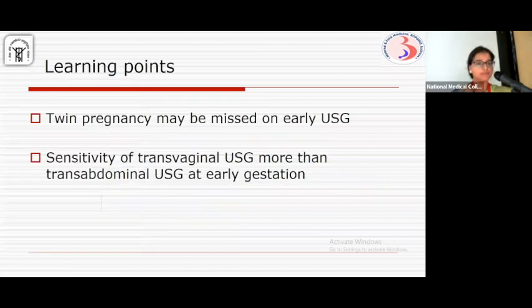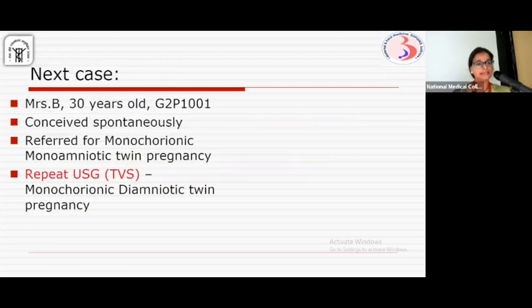Learning point from this case is that twin pregnancy may be missed on early ultrasounds. The sensitivity of transvaginal ultrasound is more than transabdominal at early gestation and in detection of multiple pregnancies. Then the next case is Mrs. B, 30 years old, gravida 2, previous one live issue, conceived spontaneously, referred to MRH in view of pregnancy.